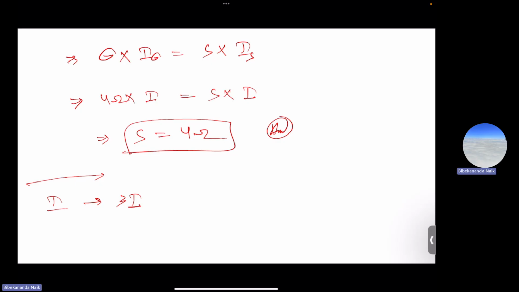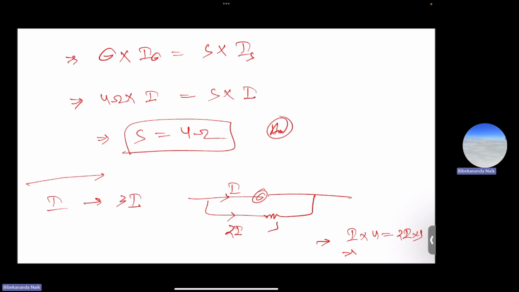So this is G. Current I will pass through G and current 2I will pass through S. So in that case I into 4 equals 2I into S. S will be 2 ohm.